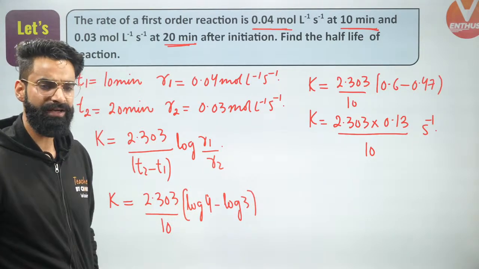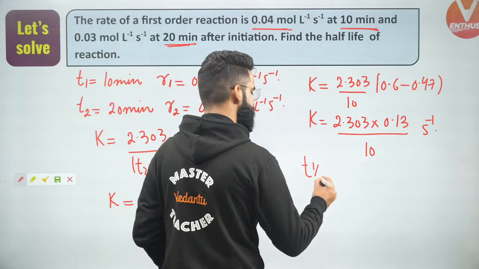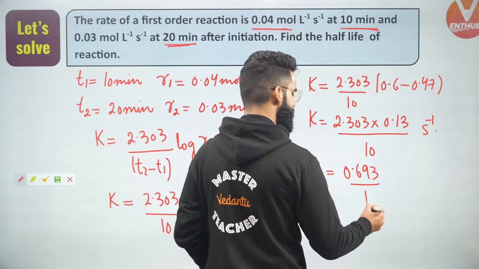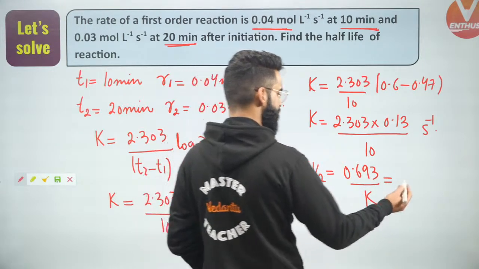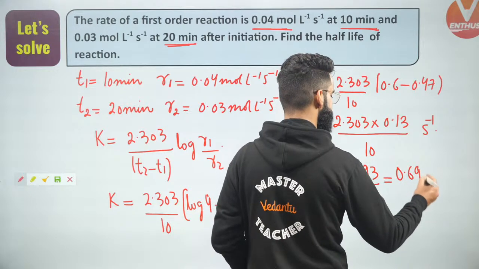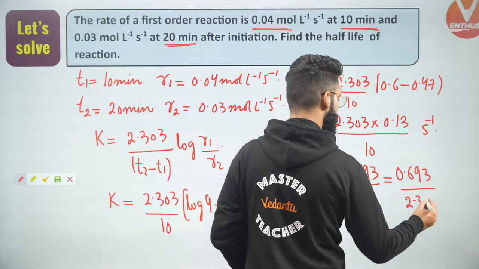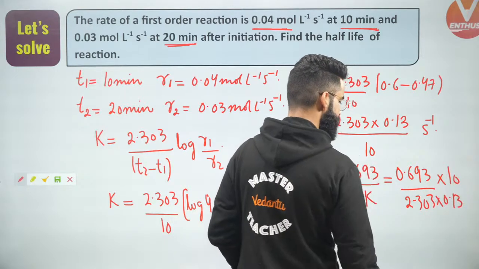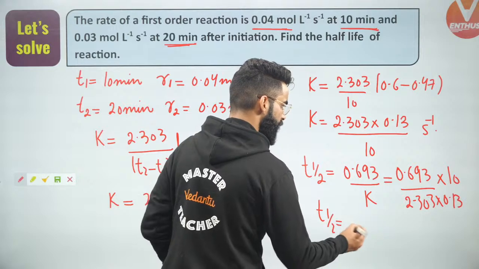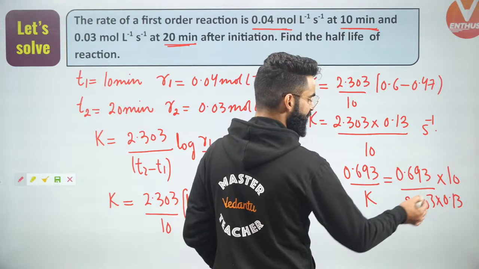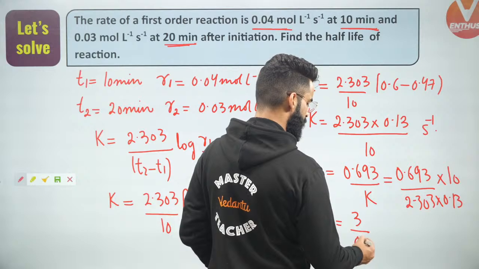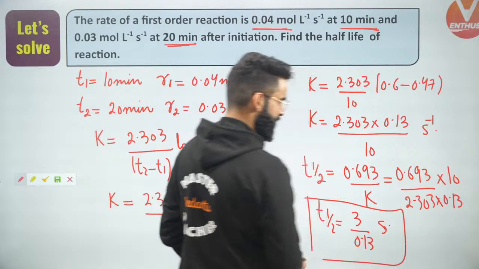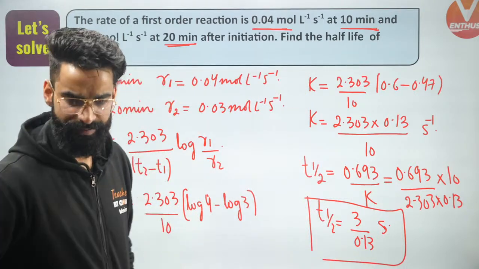Now, if you have the value of K, I can simply get the half-life of the reaction. Since the reaction is first order, it's going to be ln of 2, which is 0.693, divided by K. Correct? I have everything. I can use it in this equation to get the half-life of the reaction. It's going to be 0.693 divided by the K value I got, 2.303 multiplied by 0.13 divided by 10, and that 10 goes up like this. So T half is equal to 6.93 divided by 2.303, times 3 divided by 0.13. Just calculate it. Its value is going to come in seconds. This is going to be the half-life of the reaction.